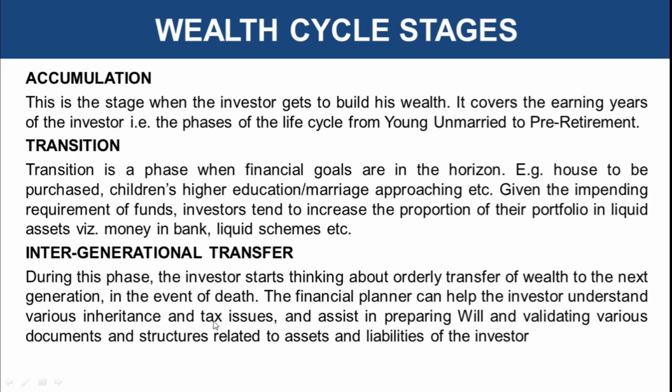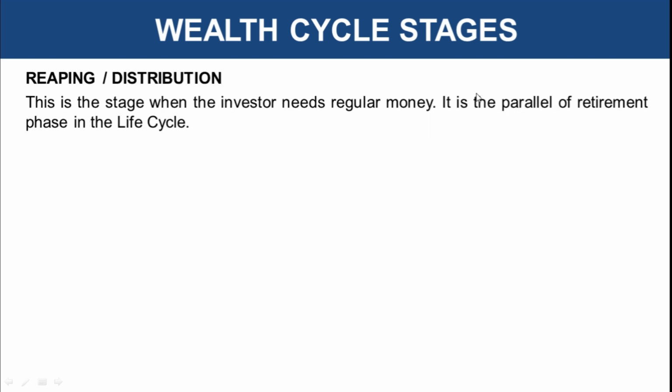Any tax issues related, any inheritance things. So all those things you have to go to the financial planner, and the investor needs to understand how the will planning should be done, how it should be distributed, what would be the tax applicable, and what could be the related legal matters. So intergenerational transfer also comes under the wealth cycle stage.